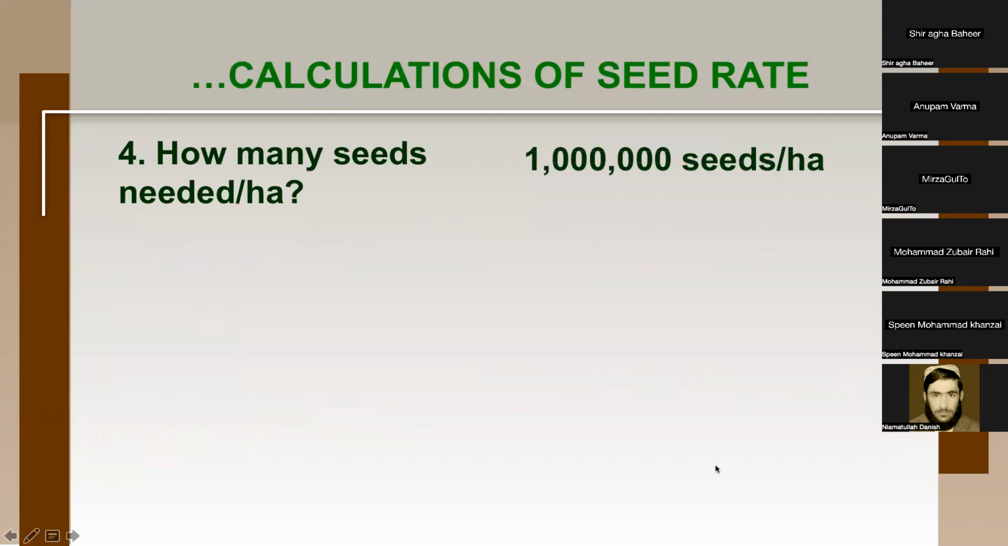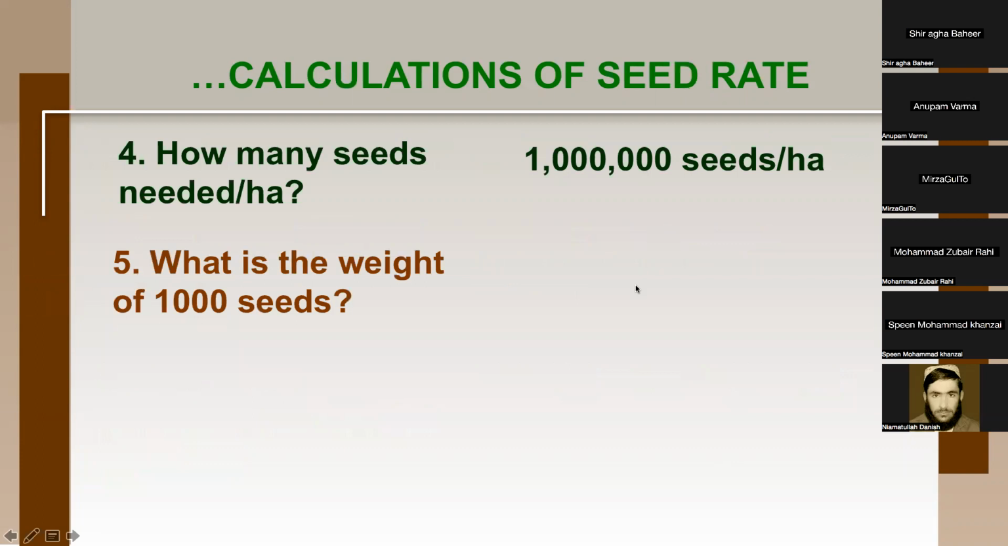Now next will be how many seeds will be needed. So 1 million, 10 to the power 6 seeds will be needed if you plant 4 seedlings in 1 place. Is it okay? So now we need to calculate the weight of 1 million seeds. What will be the weight of 1 million seeds?